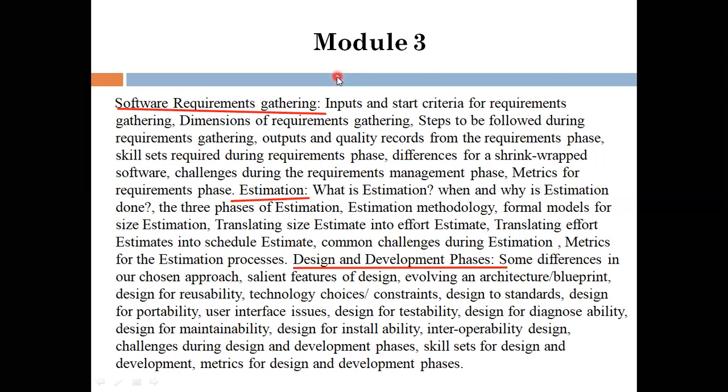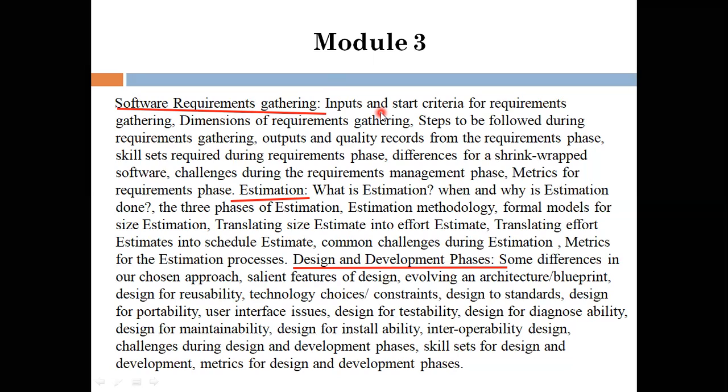First, we talked about software requirements gathering. There, we talked about inputs and start criteria for requirements gathering and dimensions of requirements gathering. What are the different dimensions and steps to be followed for the requirements gathering process? And we talked about the skill set required for the requirements gathering process, and the challenges that have to be faced or addressed during this phase.